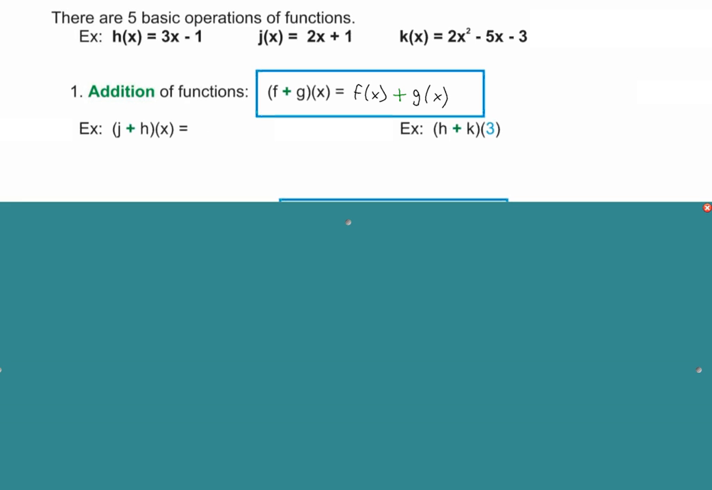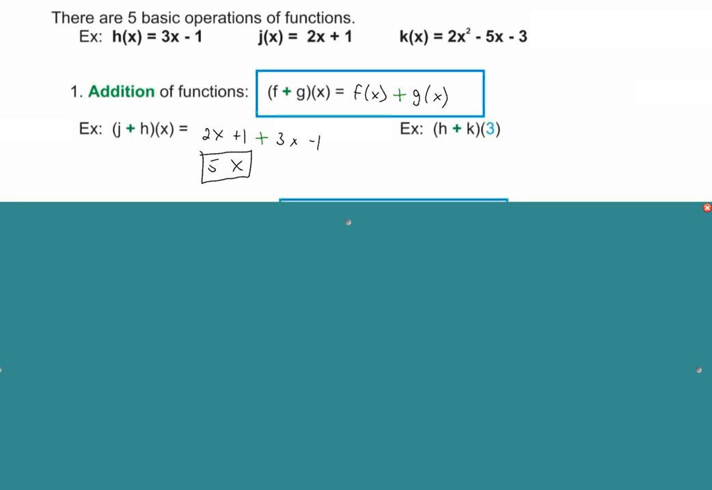So what is the j function? 2x plus 1. Take my green here. To that, I must add the h. And what is the h? 3x minus 1. Okay, add like terms. 5x is where you end up, right? And that is the j function plus the h function.